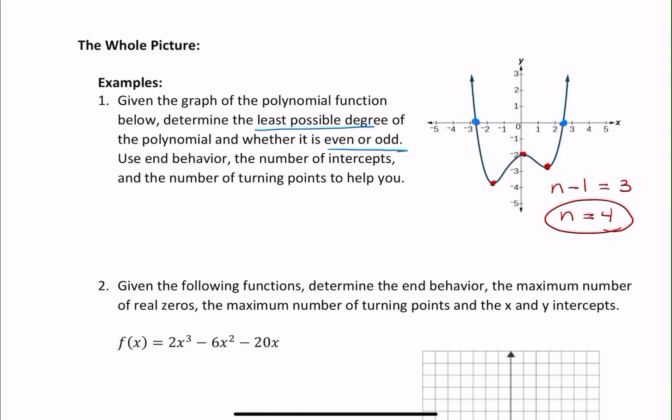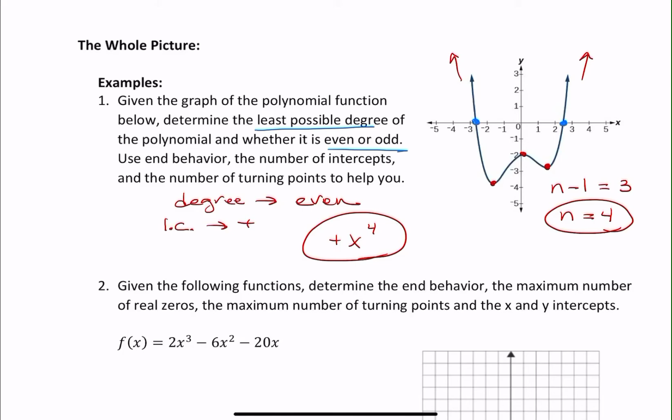We also know that both ends are going to infinity, so that tells me that my degree is going to be an even degree because they're both going the same direction. And since they're both going up, I know the leading coefficient is going to be positive. So if I was going to write a formula for this, I would know the first term had to be a positive x to the 4th, just from looking at the graph.